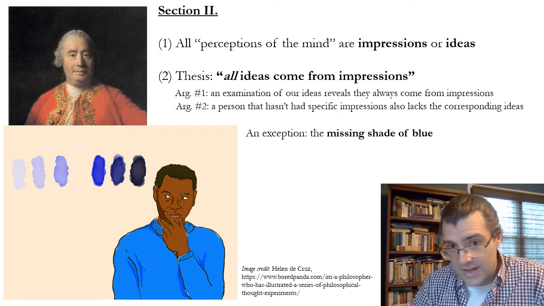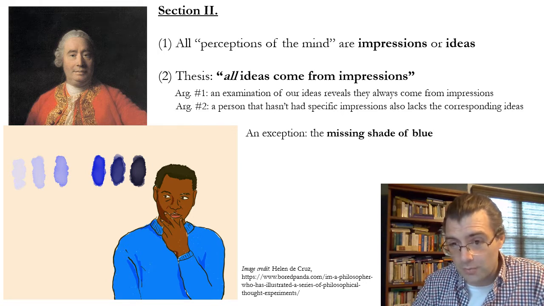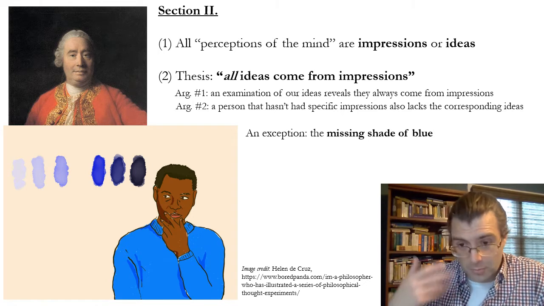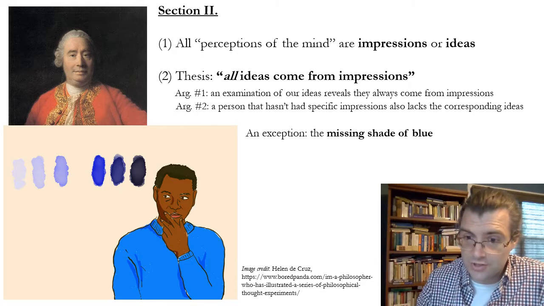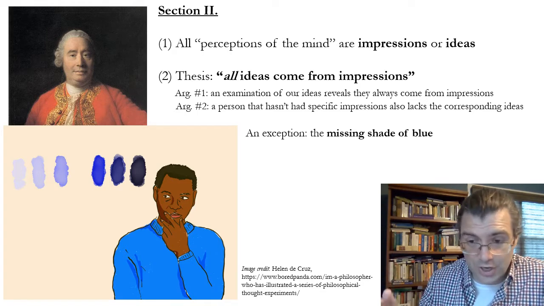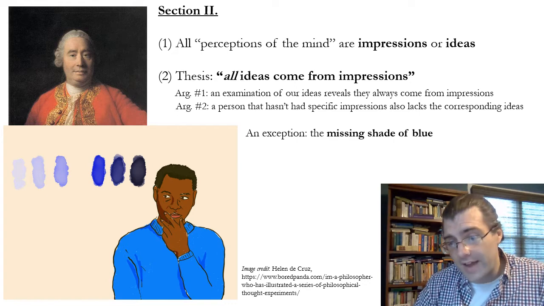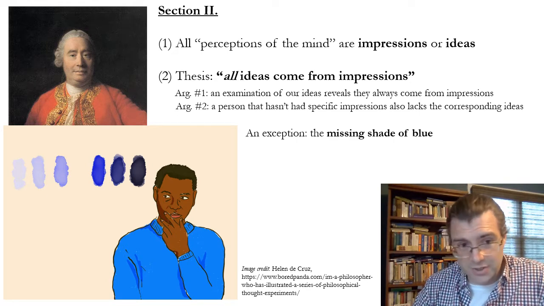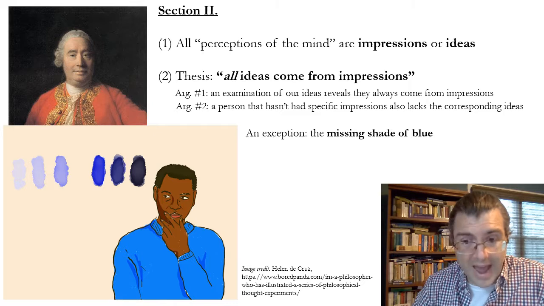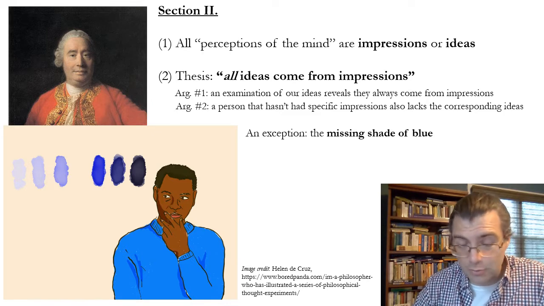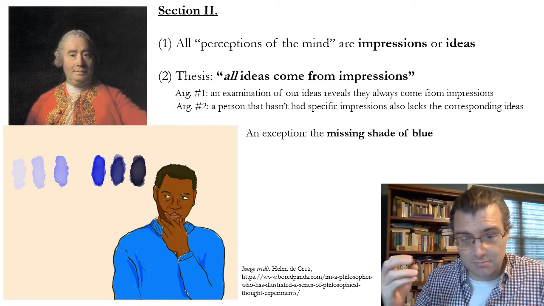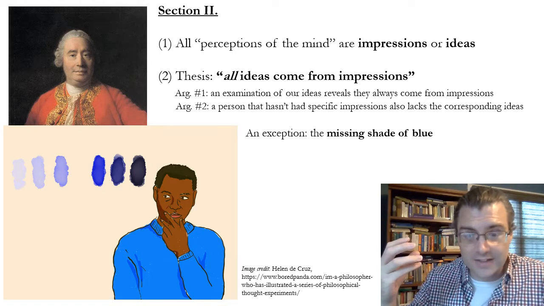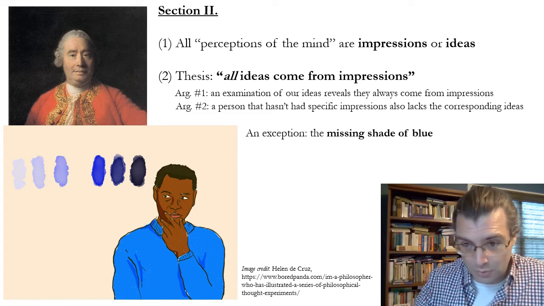Hume wants to say that each of the shades of blue, if a person has had an experience of it, must itself be an impression, and a distinct impression. So the person has had an impression of each of these shades, but they haven't had an impression of the missing shade. Nonetheless, Hume says, it's not unreasonable to think that this person would be able to imagine the missing shade of blue, that they'd be able to come up with the shade of blue themselves in their mind. And that suggests that there would be an idea that didn't come directly from an impression.